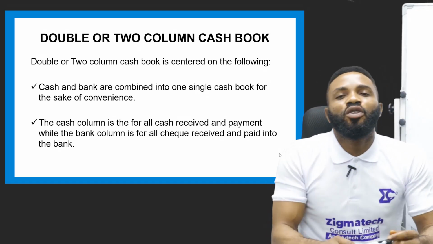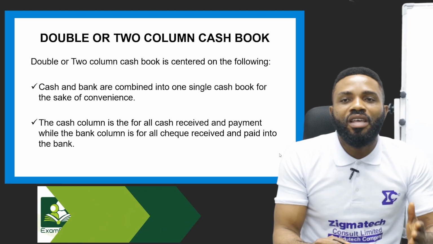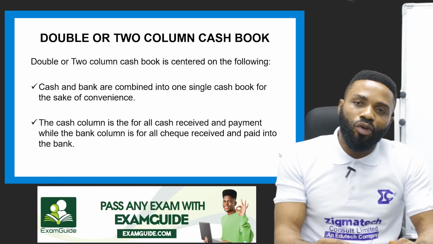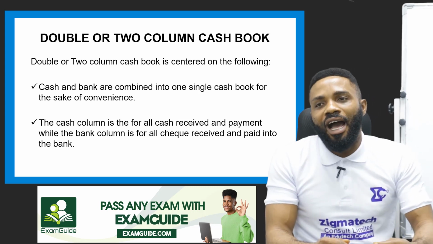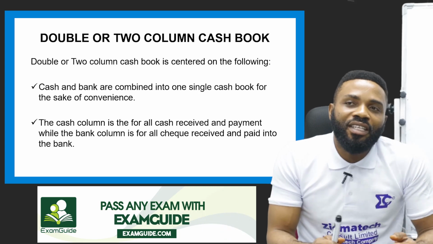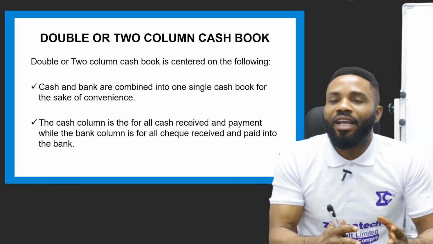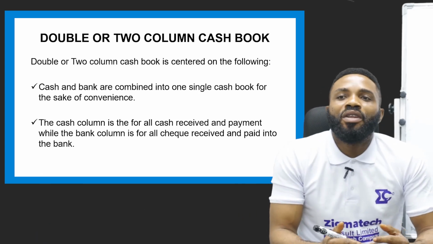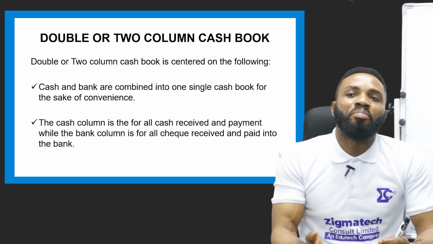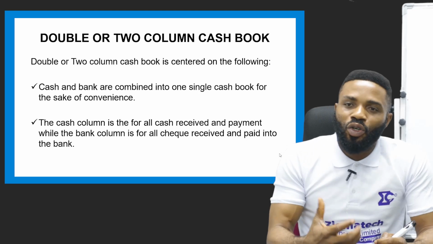Now, the second thing I want to point out here is that the cash column is for all cash receipts and payment, while the bank column is for all check received and paid into the bank. Companies cannot do with only cash. There are times when companies will want to issue a check or customers will want to pay money through check. It depends on the amount of money.